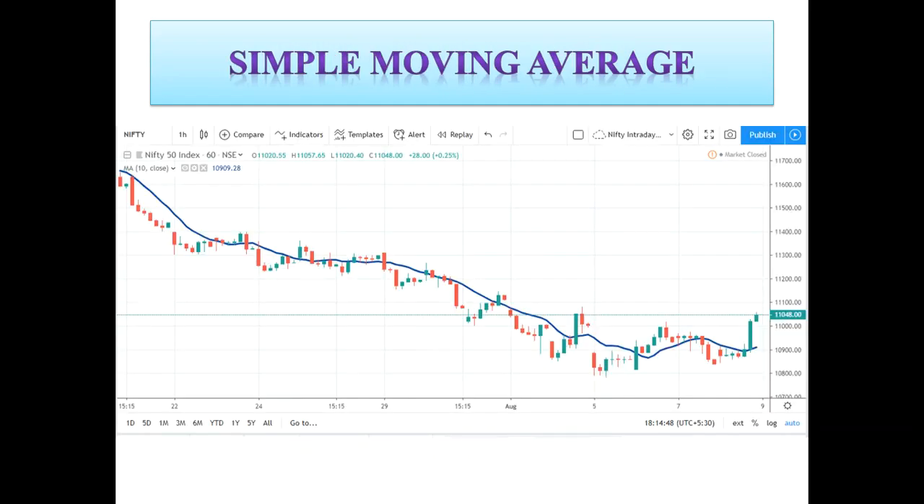So here is how a simple moving average would look on a candlestick chart. We have the Nifty 50 index here, and we have applied the 10 period moving average on the closing price. So this is a 1 hour candlestick. When we apply the 10 period moving average onto the candlestick chart, we'll see how the moving average moves so close to the candlestick chart. So this is the simple moving average.